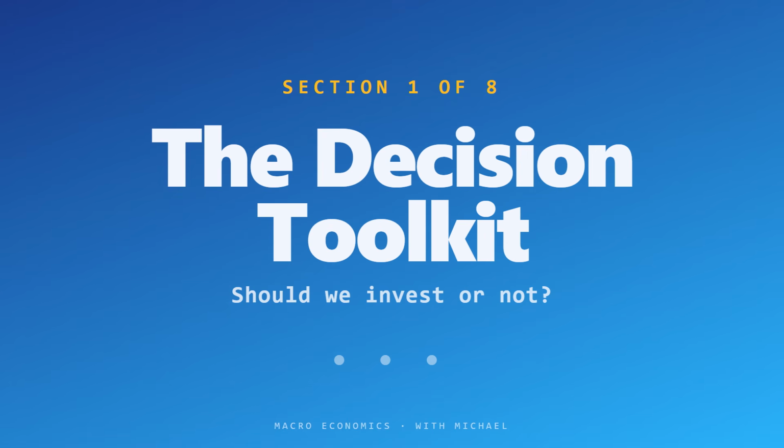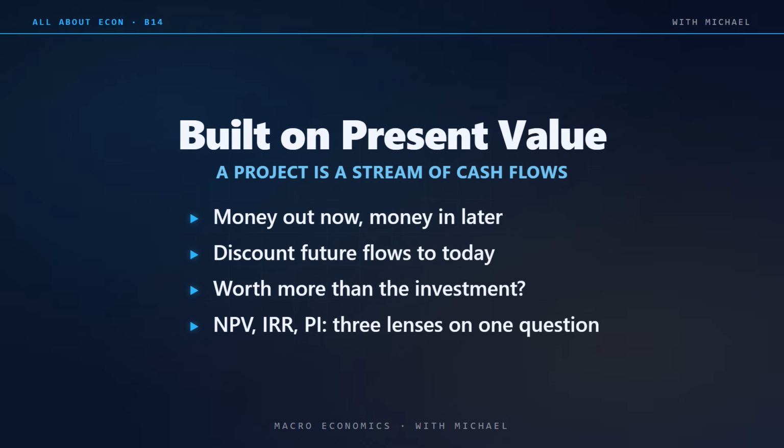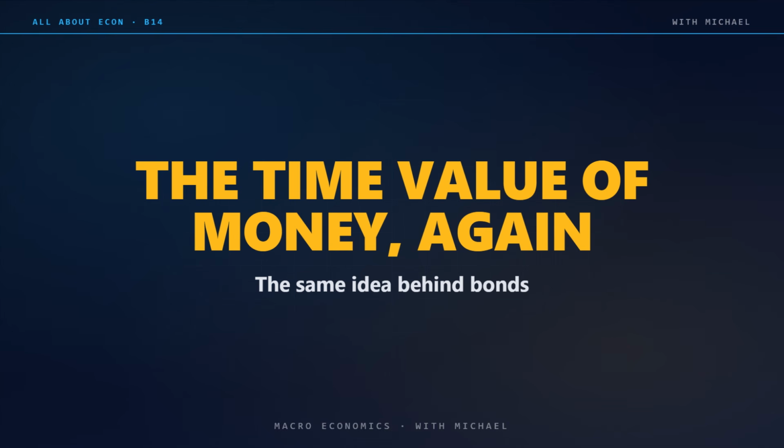Section 1. The Decision Toolkit. Every business faces the same fundamental question: should we invest in this project or not? Finance answers it with a toolkit built on the time value of money, the very idea we met with bonds. A project is just a stream of future cash flows, some out, some in, and the question is whether those future flows, properly discounted to today, are worth more than the money we must put in now. The exam staples, net present value, internal rate of return, and the profitability index, are three different lenses on that one question, and the deeper you understand how they connect, the faster these problems dissolve. Let us take them one at a time.